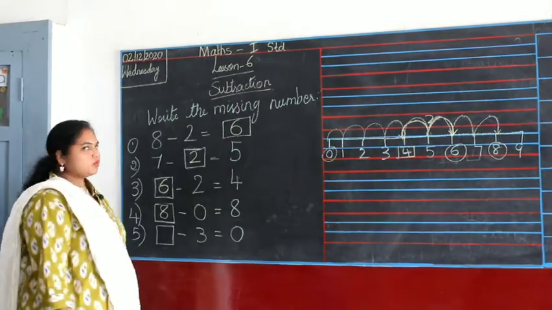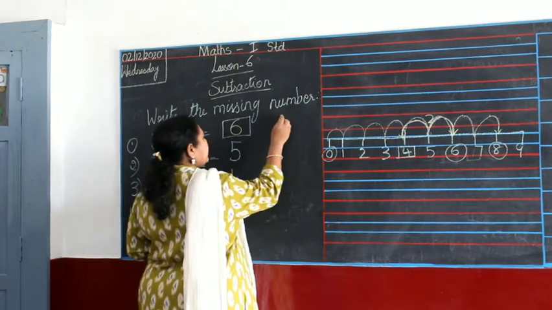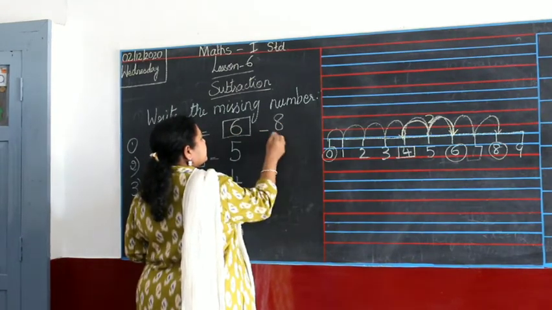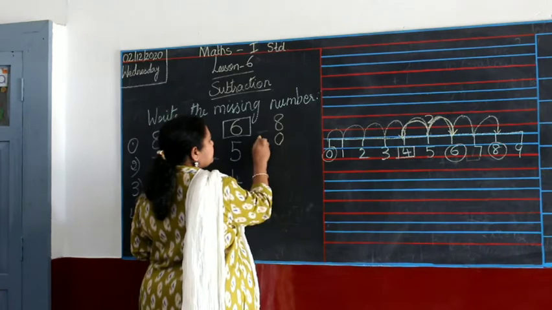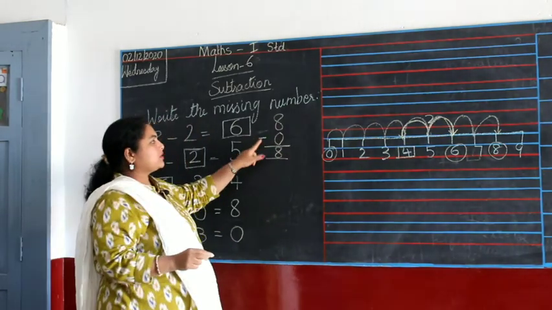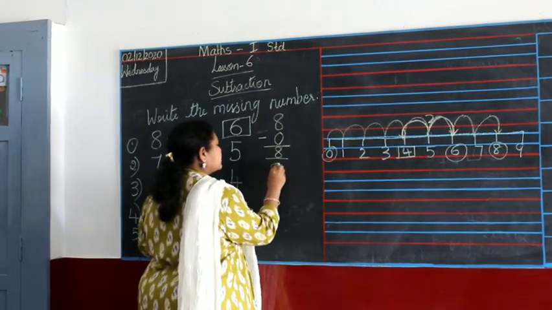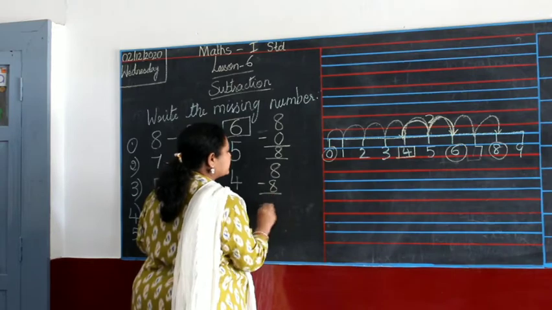Your next, one more sum in subtraction. Now anything that's subtracted or added with 0 will be the same number. 8 minus 0 is 8. Now 8 minus 8, what will this give you?